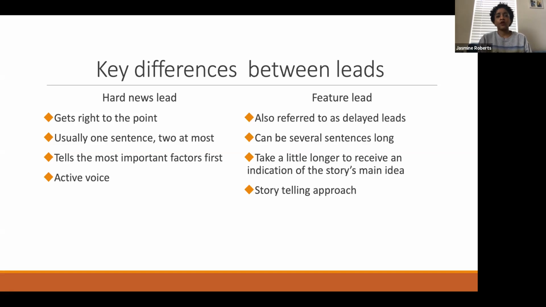And then also your feature lead is what we call a delayed lead. Essentially it takes a little bit longer for the reader to really understand the point of the story, what the purpose is. And so it embodies that traditional storytelling approach that we're used to in maybe fictional writing. So those are some of the key differences between traditional news leads and your feature leads.